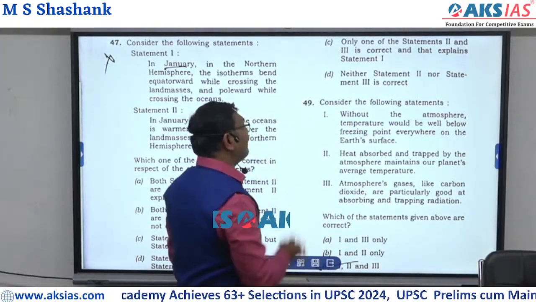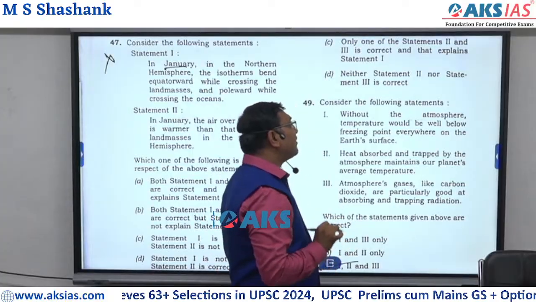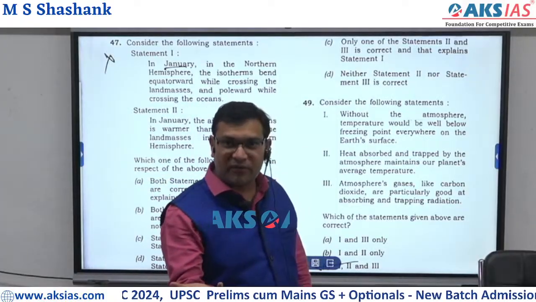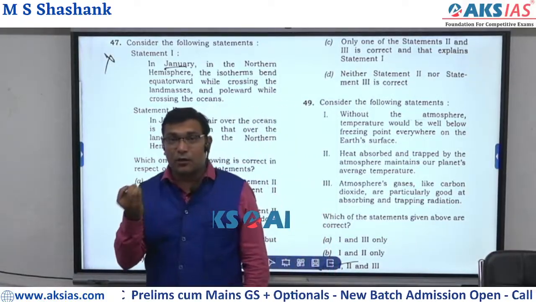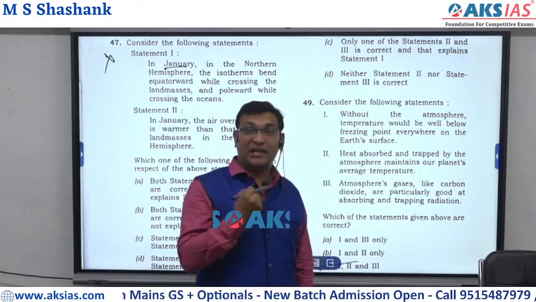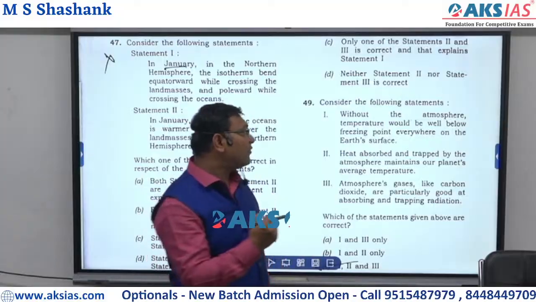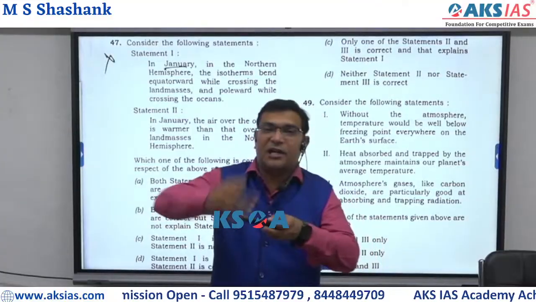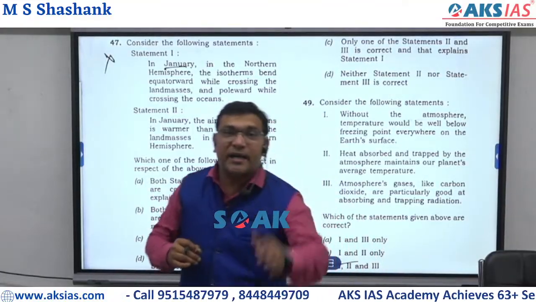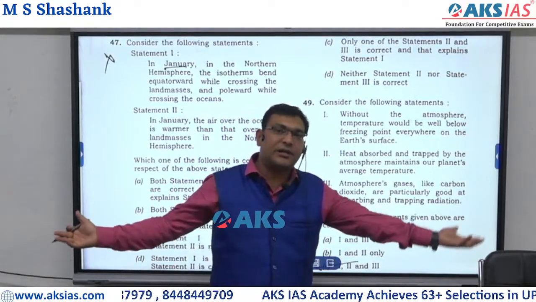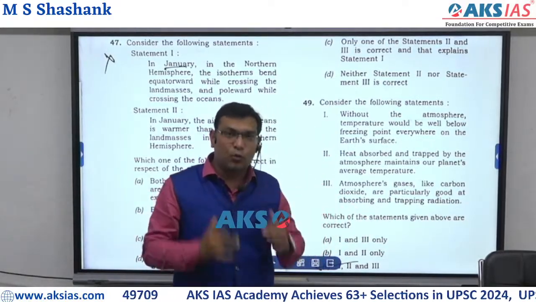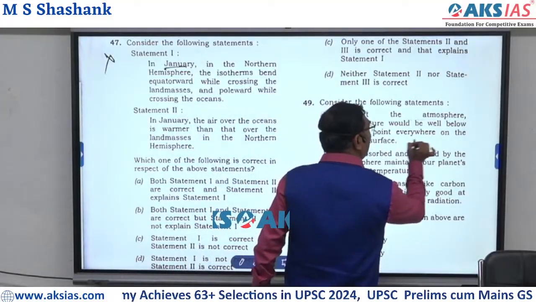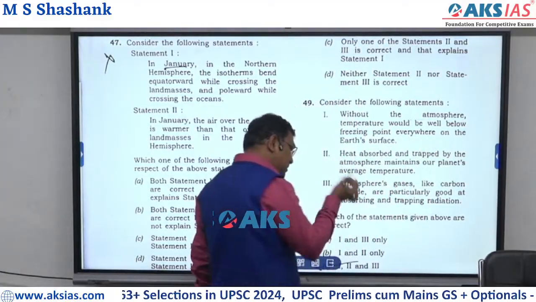First one: without atmosphere, temperature would be well below freezing point. What is the atmosphere? First of all, the atmosphere is nothing but made up of gases. What is the role of the gases? The role of the gases is to absorb. Without the gases, without the atmosphere, what will happen? Incoming solar radiation is equal to outgoing terrestrial radiation. That means the earth will become cooler, below freezing point everywhere on the earth's surface. That's true, 100%.